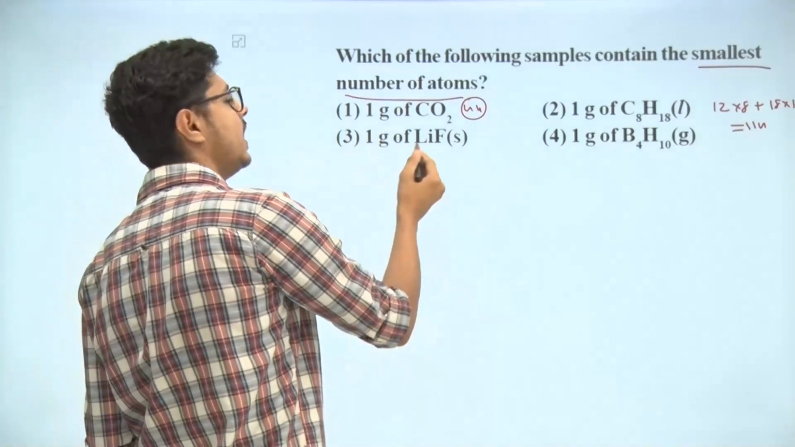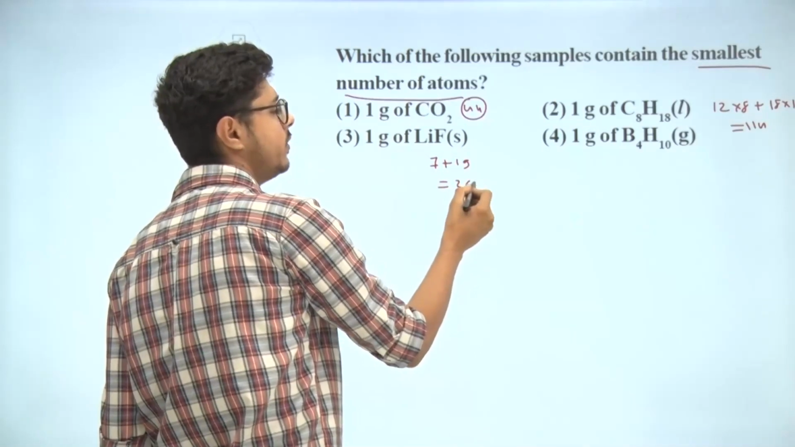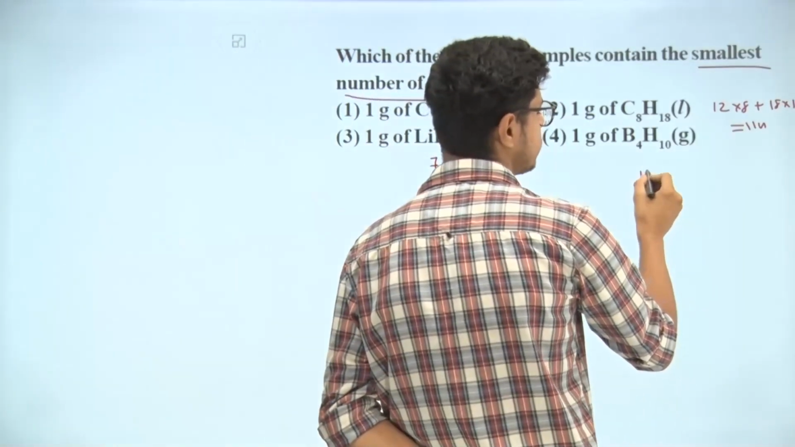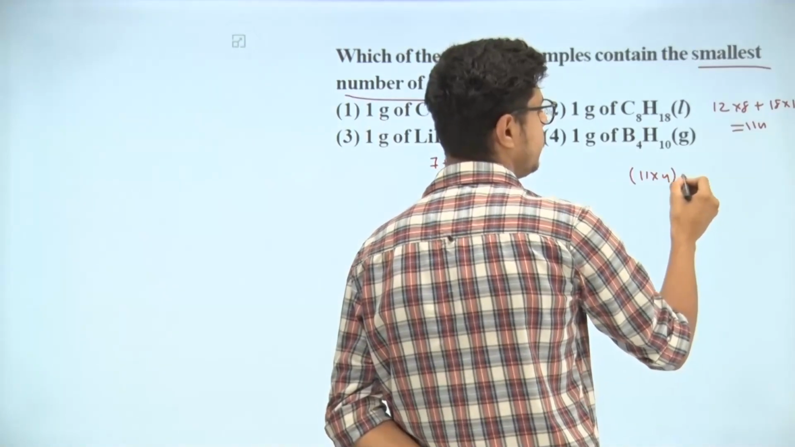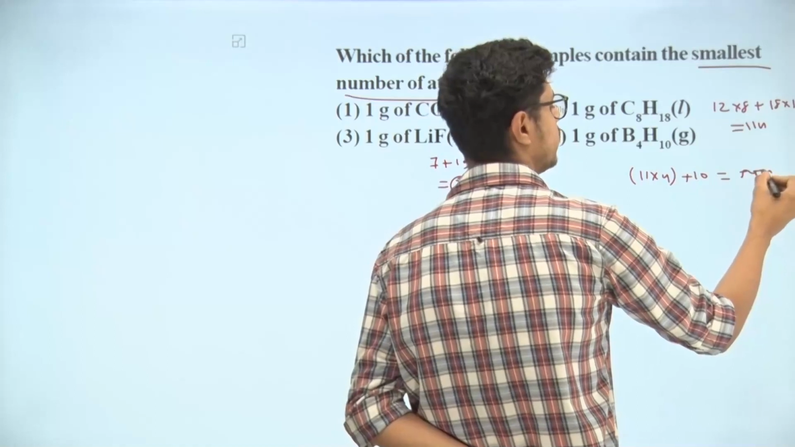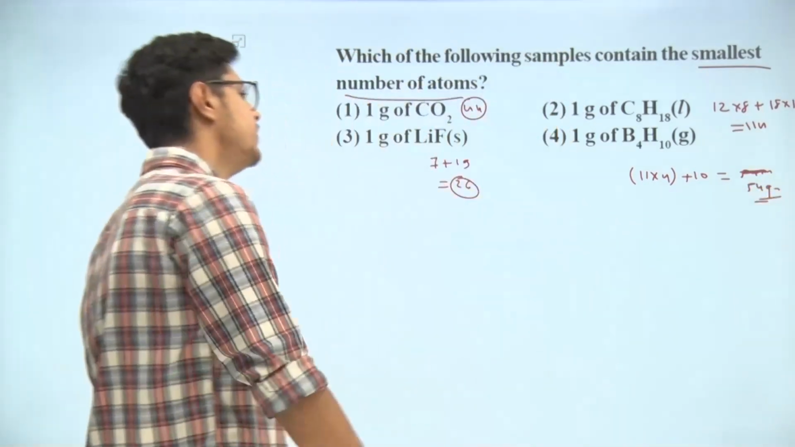Molar mass of LiF, here we have 7 plus 19, this will be 26. Molar mass is 26 here. Here we have B4H10, this will be 11 into 4 plus 10. So this is coming out to be 54. Okay, this is coming out to be 54 grams. This is the molar mass of B4H10.